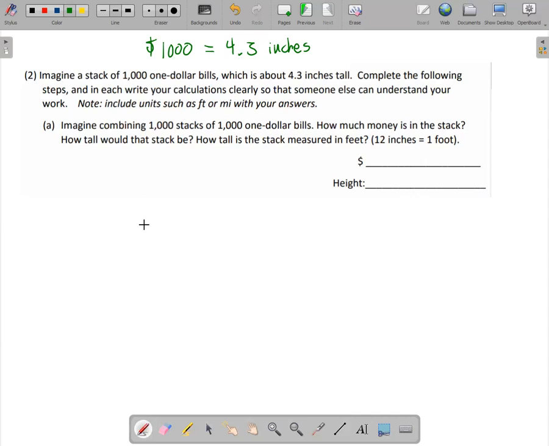I actually looked it up and it's actually accurate. I think a single bill is like 0.0043 inches thick, if you look it up.